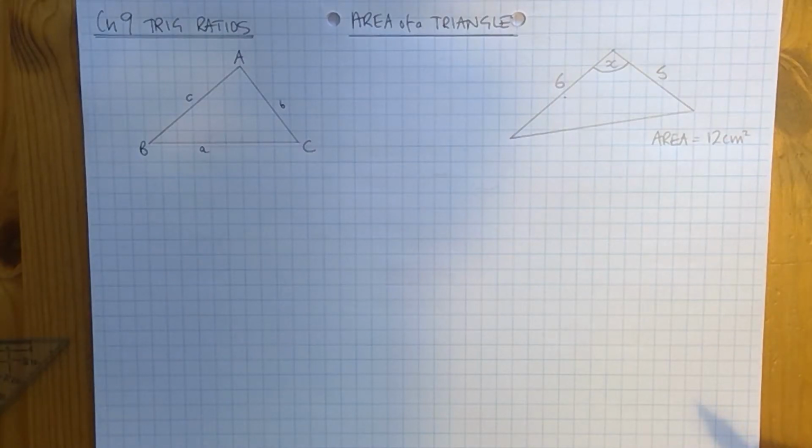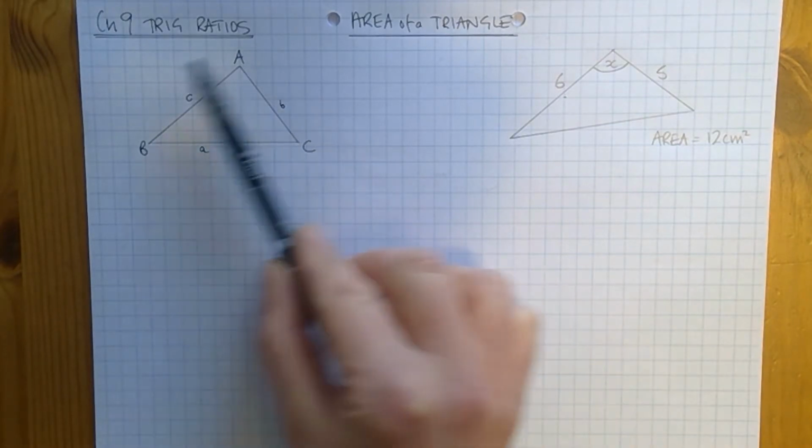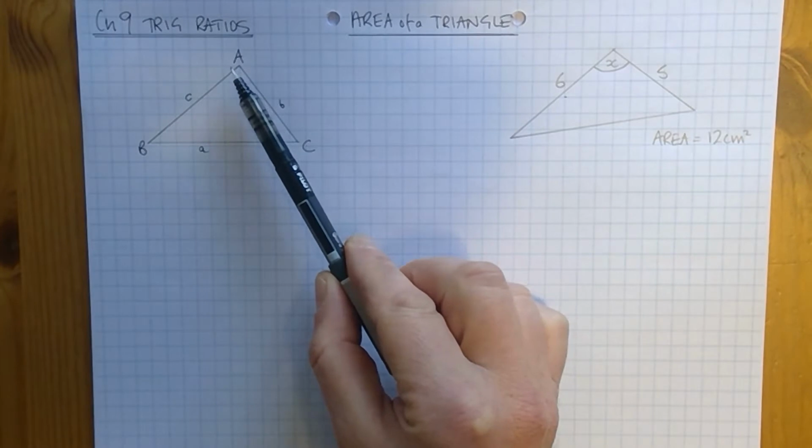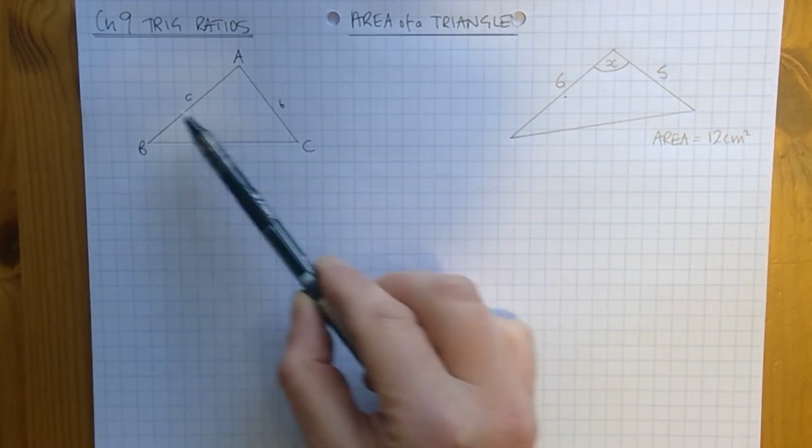Okay, continuing in chapter 9, trig ratios, we're looking at an alternative formula for the area of a triangle. Now we're used to the formula half the base times the height, which we probably learned in year 8 or year 9 or something. We've got an alternative one which involves trig ratios. So here's our standard triangle, angles A, B and C, giving us sides little a, little b, little c.